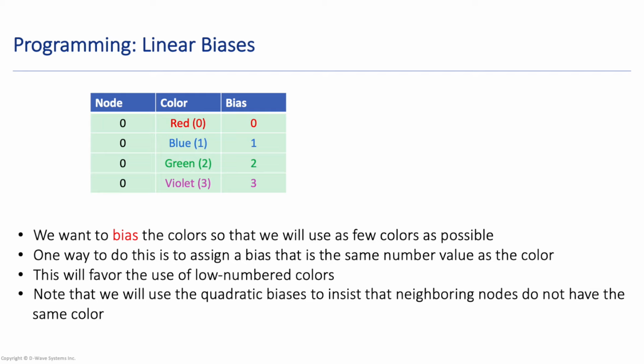You could set other values for this biasing. But this is going to favor the low-numbered colors, and we're going to use the quadratic biases to insist that the neighboring nodes do not have the same color. That's going to come up next. But the first thing to do is just set the linear biases here so that we are going to favor as few colors as possible.